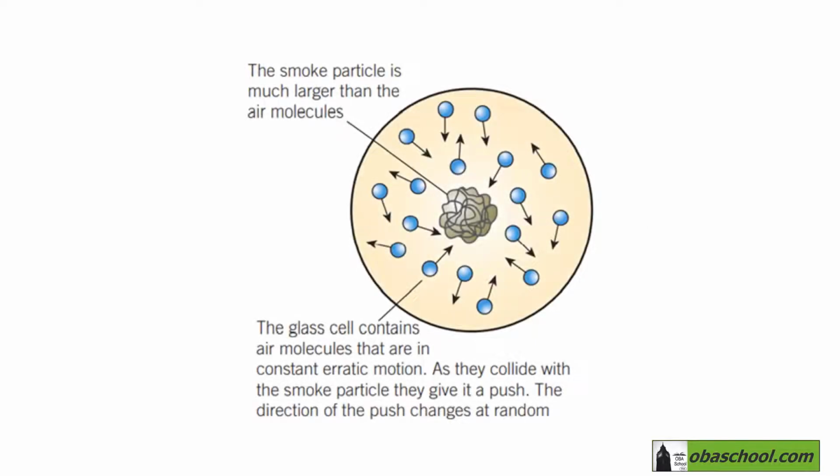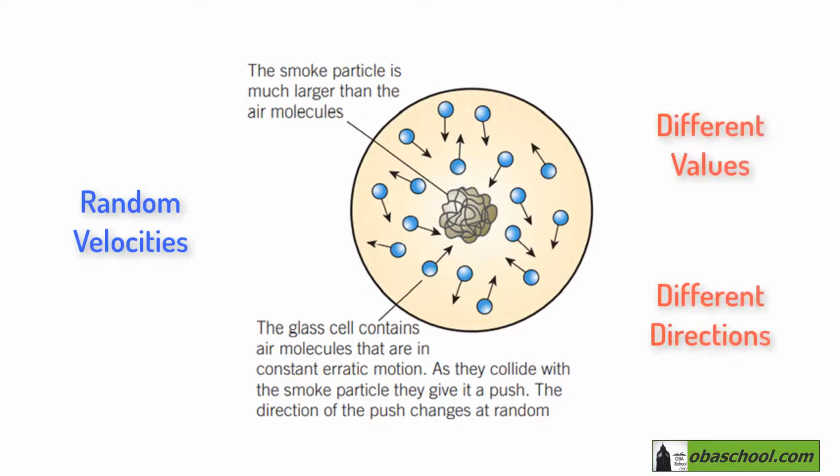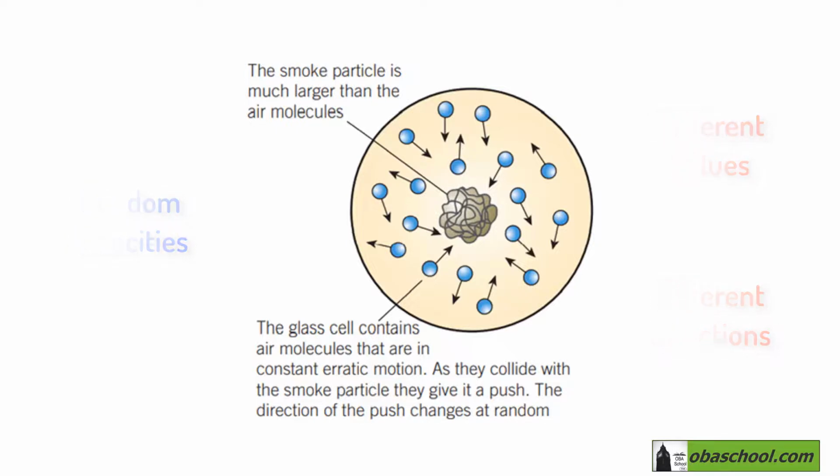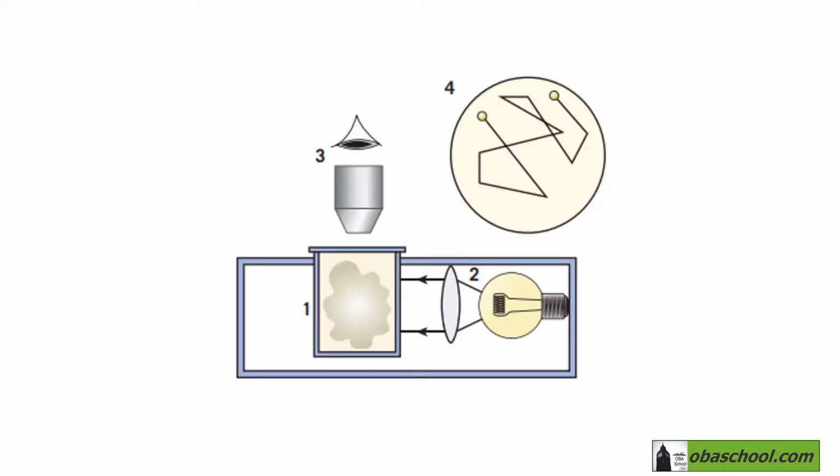This is what we'll see if we look in the microscope. We can see smoke particles moving at random velocities. By random velocities, we mean different values in different directions as well. The path taken by one smoke particle will look something like this.